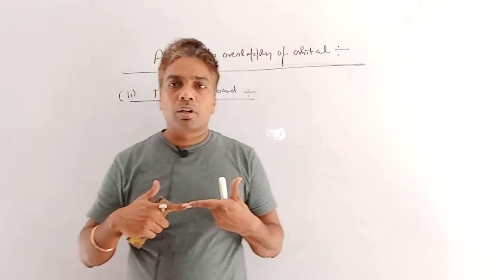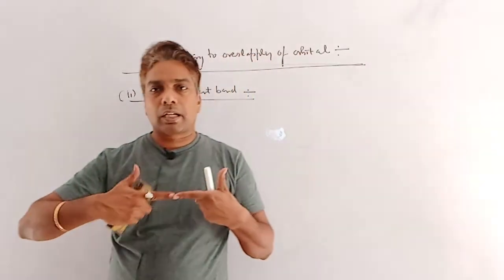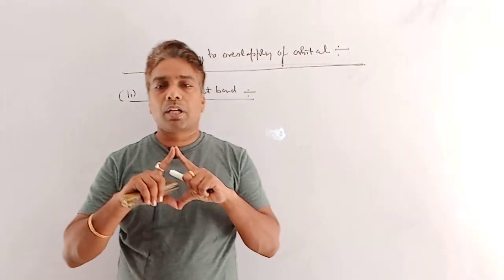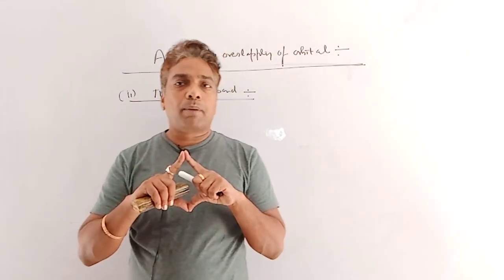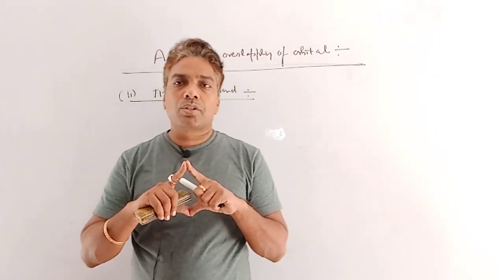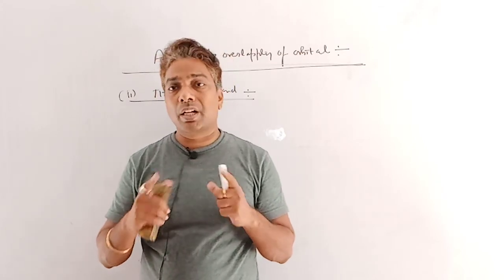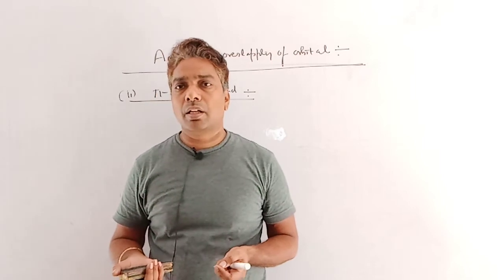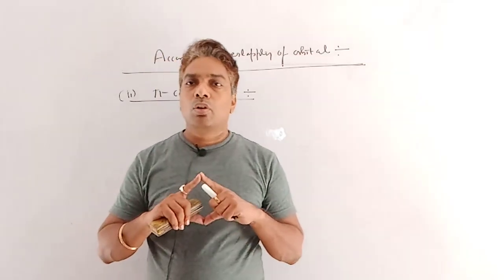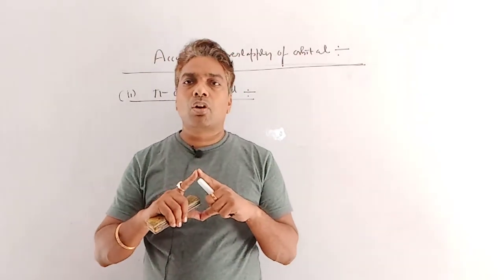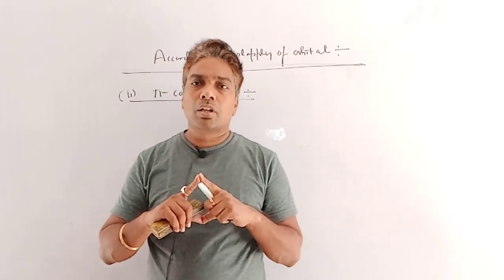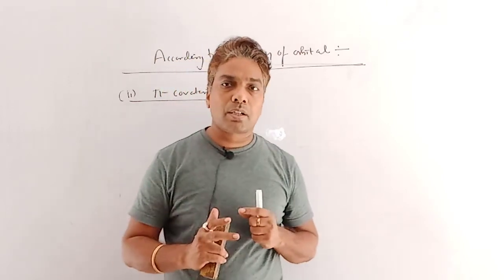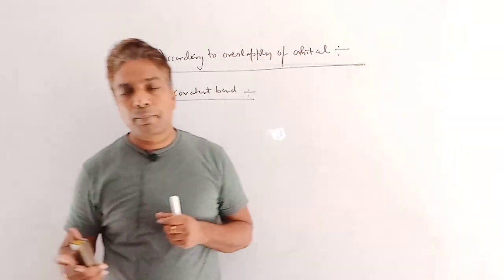So sigma bond is free to rotate about its axis, but in case of pi, due to attraction of two sided, pi bond resists rotation. So it is less stable as compared to sigma. Clear? Due to fixed position or resistance to rotation, it is less stable as compared to sigma.